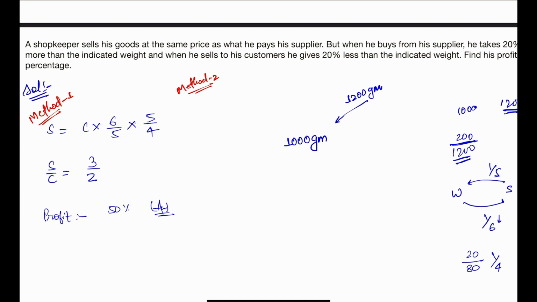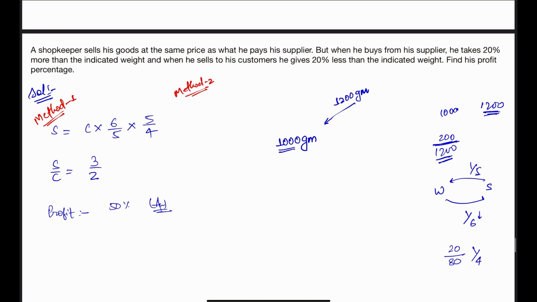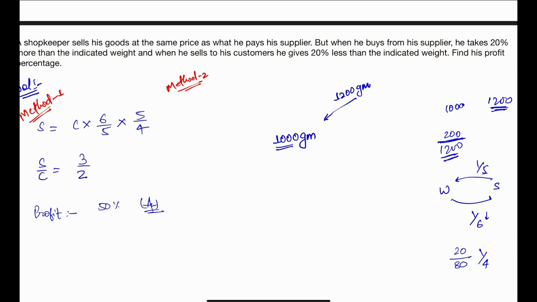And when he sells to the customer, he gives 20% less than the indicated weight. So the reference point is the indicated weight here. Earlier in this example, it takes 20% more than the indicated, so here also the comparison was done on the indicated weight. So 20% of indicated weight is 200 gram, so it becomes 1200 gram. And here also 20% less than the indicated weight, so the comparison is based on the indicated weight. And how much is he selling to the customers? 800 gram.